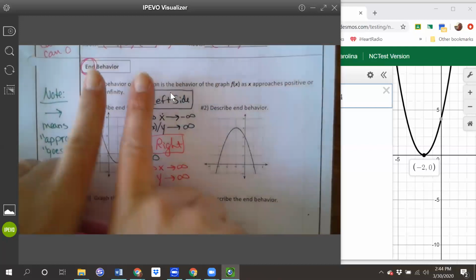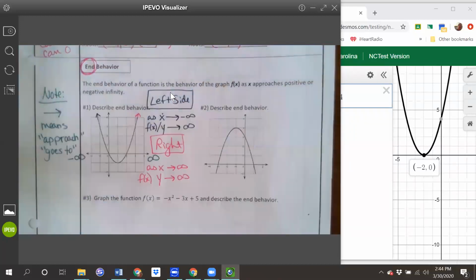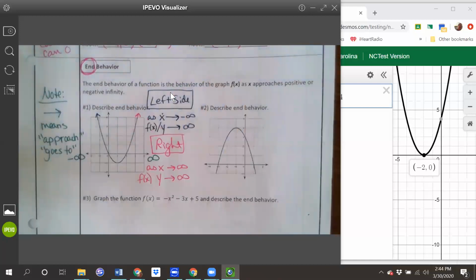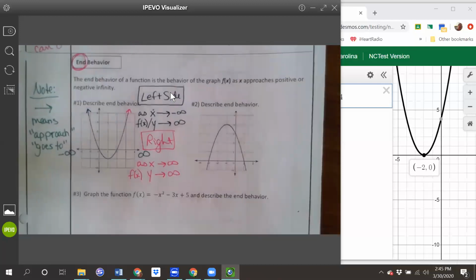Are they going to positive infinity? Maybe they're going to negative infinity. Maybe you have one side going to positive infinity and the other one going to negative infinity. It just depends on the graph.